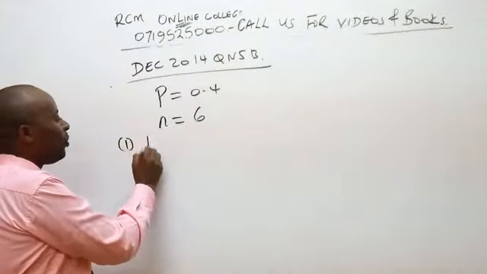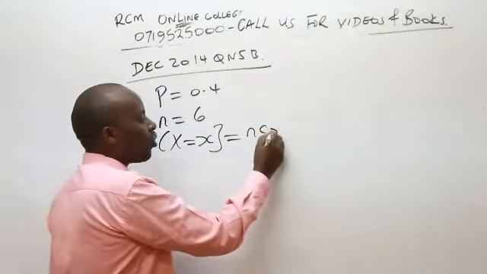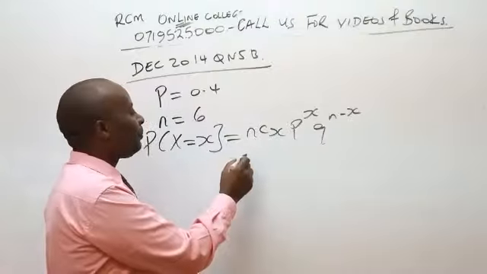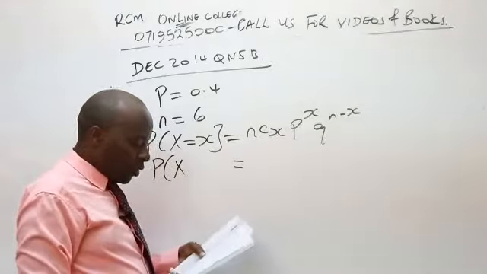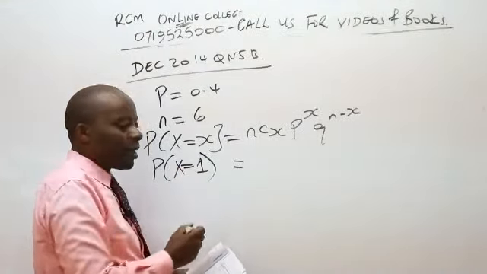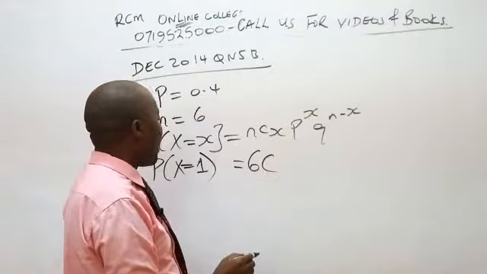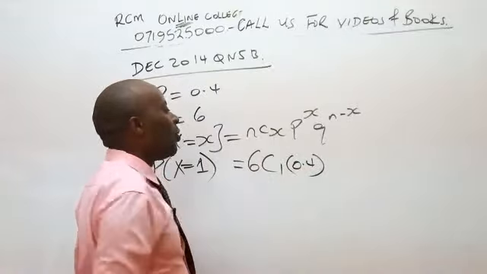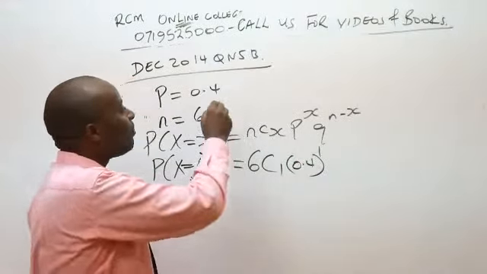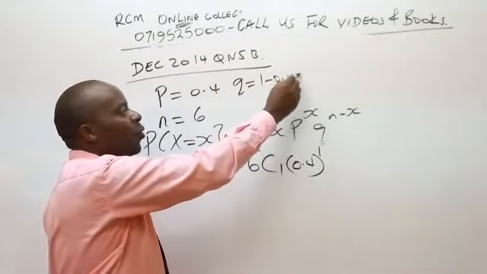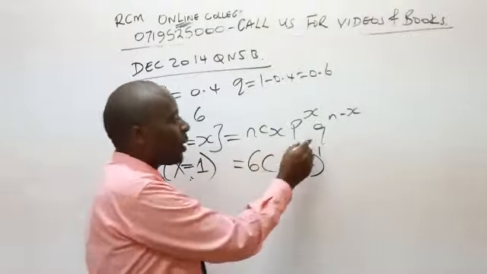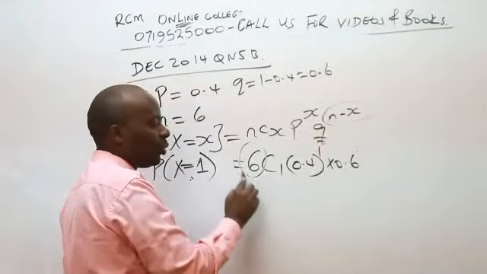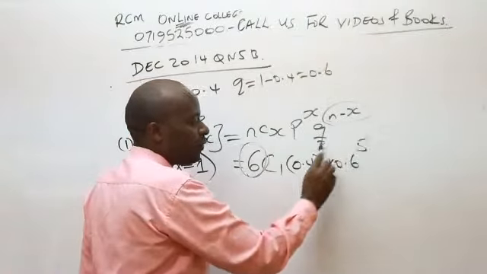So the binomial model, probability of X being equal to x, is n combinations x, p raised to x, q raised to n minus x. They want us to give them the probability of X being exactly equal to 1. So our n here is 6, 6 combinations 1. P is 0.4 raised to power x, which is 1. Remember that if P is 0.4, then Q will be 1 minus 0.4, which is 0.6. So Q is 0.6 raised to the balancing power. Remember the 2 powers must always add up to n. So the balancing power here will be 5. 1 plus 5 is 6.